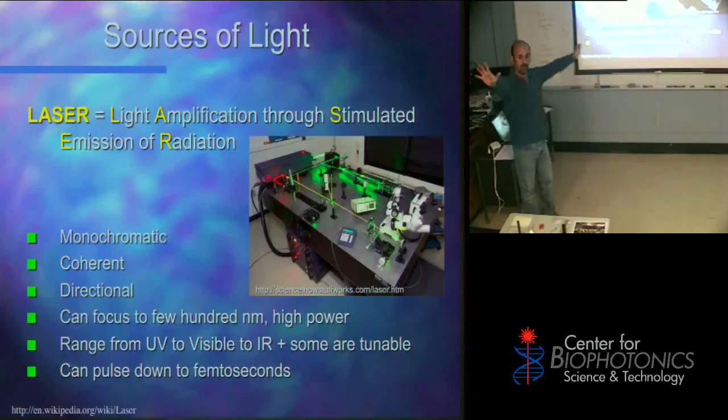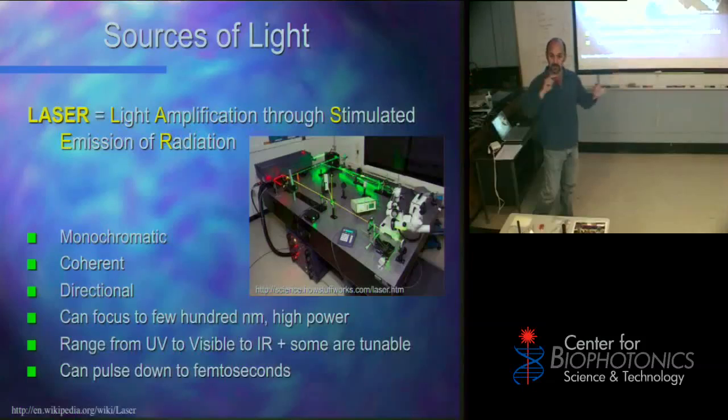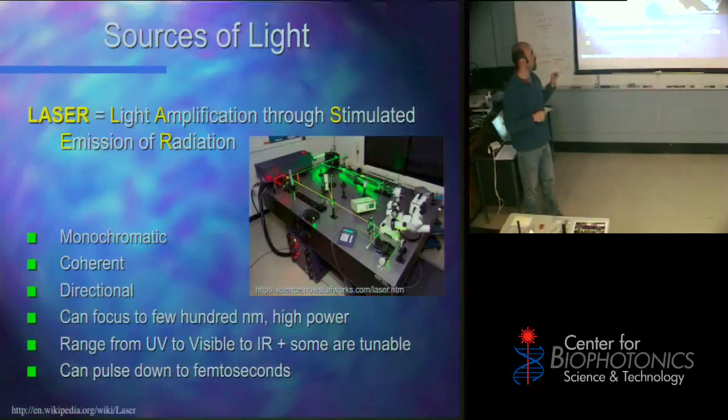Okay? It's not going everywhere like an incandescent light would. Incandescent lights spread their photons everywhere. This is very directional. It can focus to a few hundred nanometers, so it can focus into a very, very tiny spot, which means a very high power. It means a lot of photons concentrated in a very small spot.